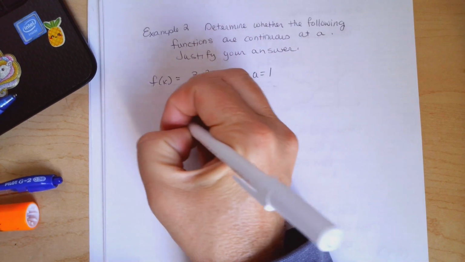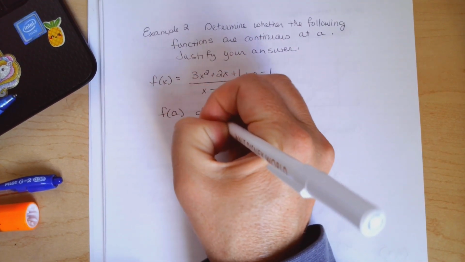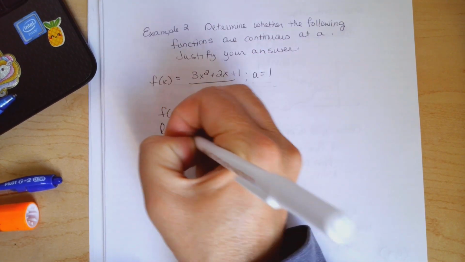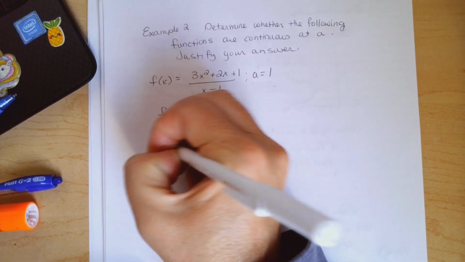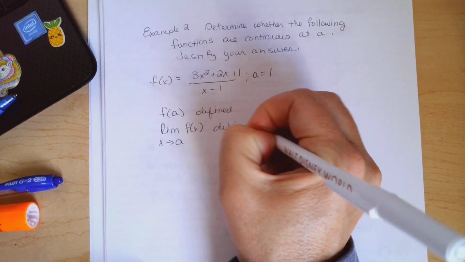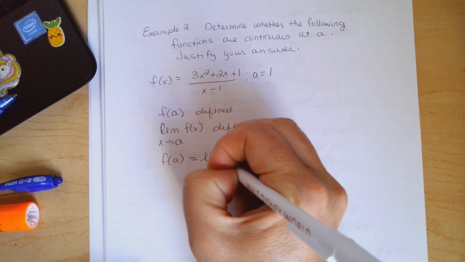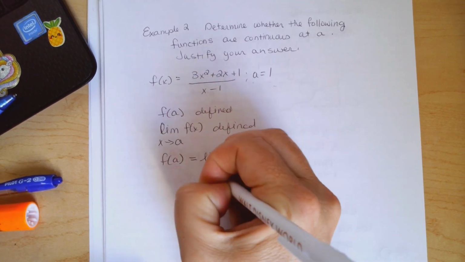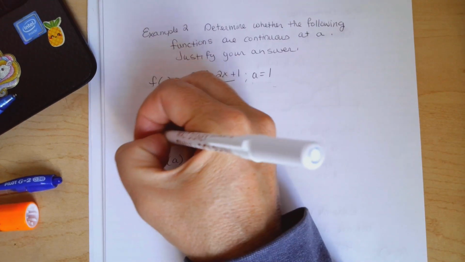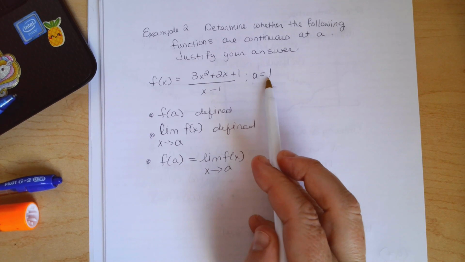And so we want to look at, is f of a defined? Is the limit of f of x as x approaches a defined? And then lastly, if they are both defined, do they equal each other? Those are the three things that we're checking, right? 1, 2, 3. So is f of a defined?